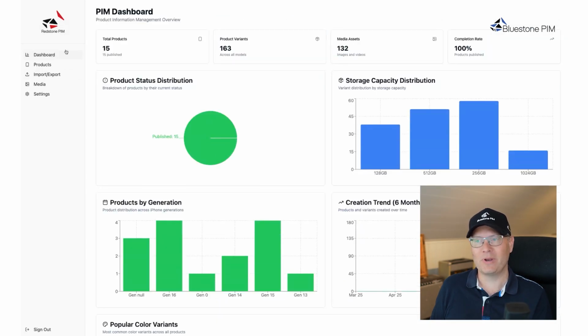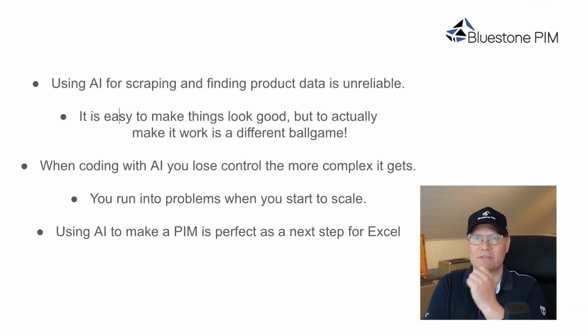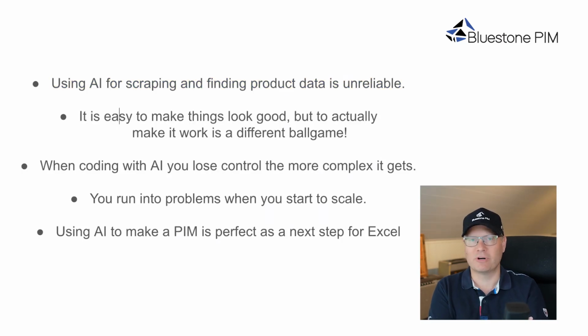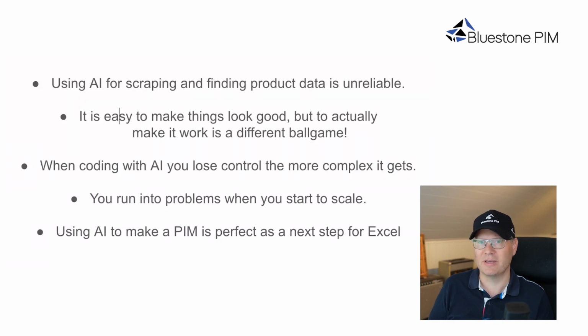So what did I learn from this? Some of the key takeaways are that using AI for scraping and finding products is highly unreliable. The problem is that you're not sure if it gets everything right, and you're not sure what sources it uses. I tried different approaches. I used the agents, I used deep research, and I used different models to try and scrape data. And I found it to be unreliable. It's quite good, but it's not quite there.